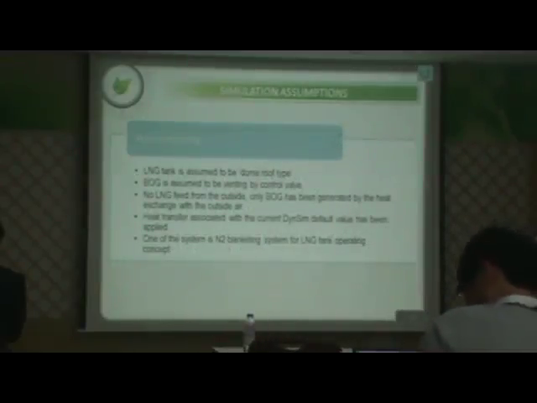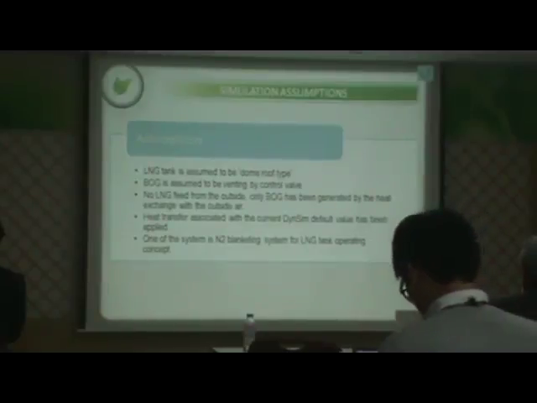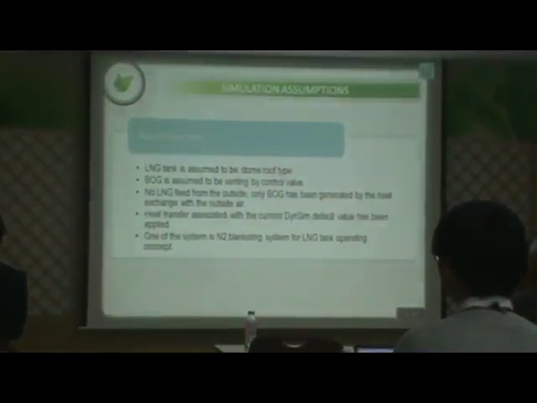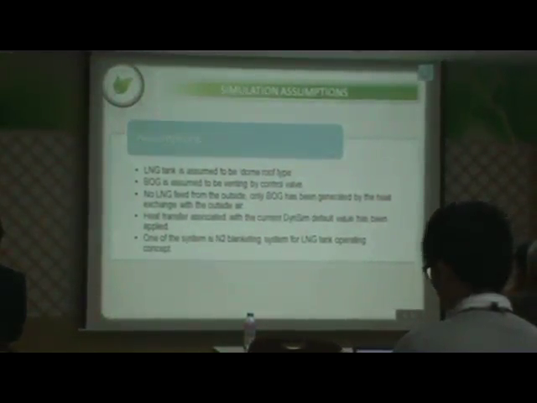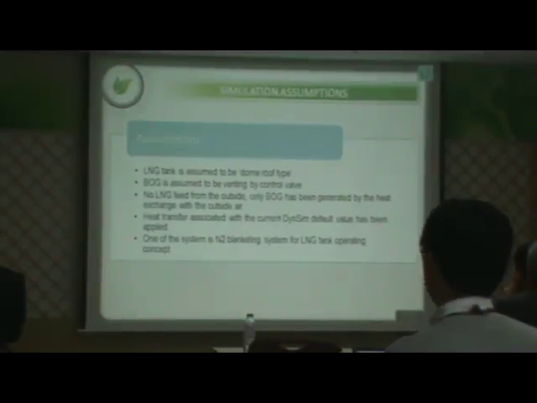And we have this simulation assumption. The LNG tank is assumed to be dome roof type, and BOG is assumed to be vented by a control valve. And there is no LNG feed from the outside. Only BOG is generated by the heat exchanged with the outside air. And the heat transfer associated with the LNGStream default value has been applied. And one of the systems is the N2 blanketing system for LNG tank operating concept.